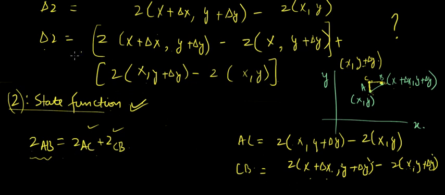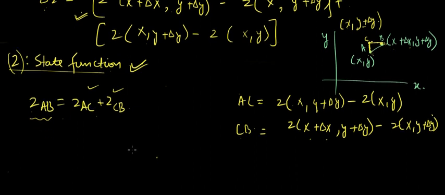So I am just adding these two terms. This is CB, z of CB, which can be written as z of x plus delta x comma y plus delta y minus z of x comma y plus delta y, plus this is z of AC, which is z of x comma y plus delta y minus z of x comma y. So I hope you are following this. So I can write delta z in this form. So this question is clear now.